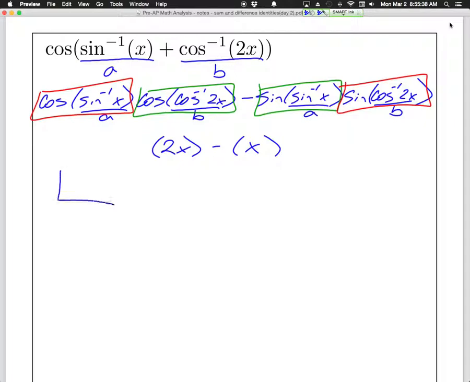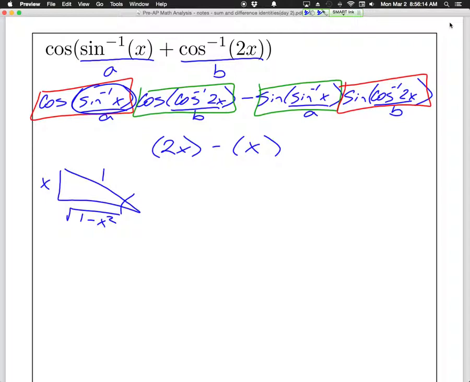So I draw a triangle with the inside information. What do I know about the triangle with the inside information? What can I label? X is the opposite, and the hypotenuse is 1. Then what do I do to find the third side? 1 squared minus x squared, the Pythagorean theorem, which gives the square root of 1 minus x squared.